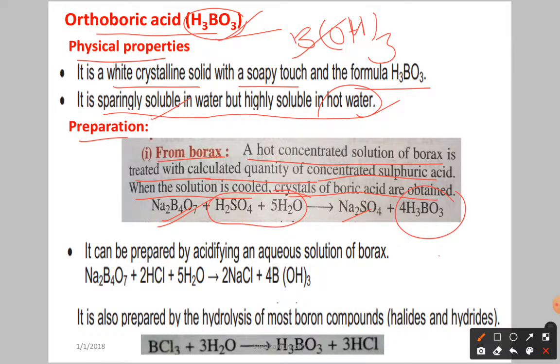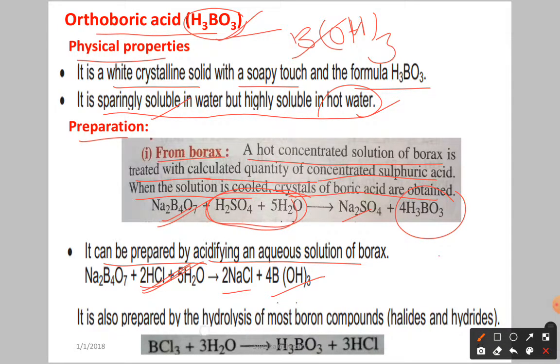Otherwise, it can be prepared by acidifying an aqueous solution of borax, here by reaction with HCl. It gives sodium chloride and boric acid. So you can add either sulfuric acid or HCl.